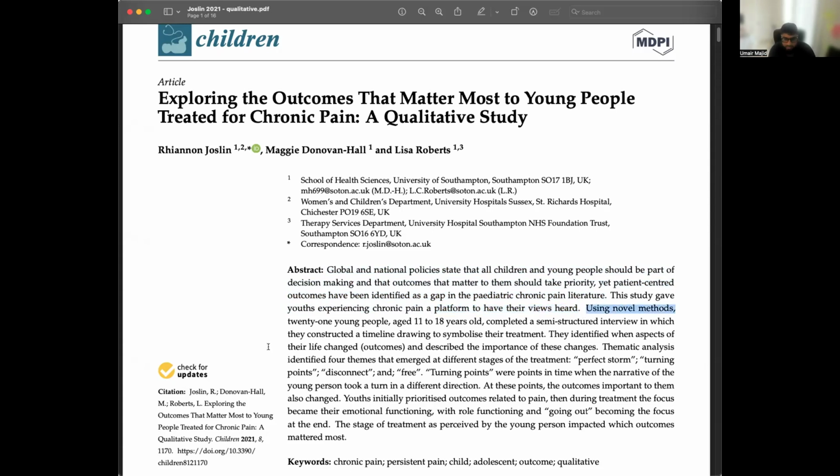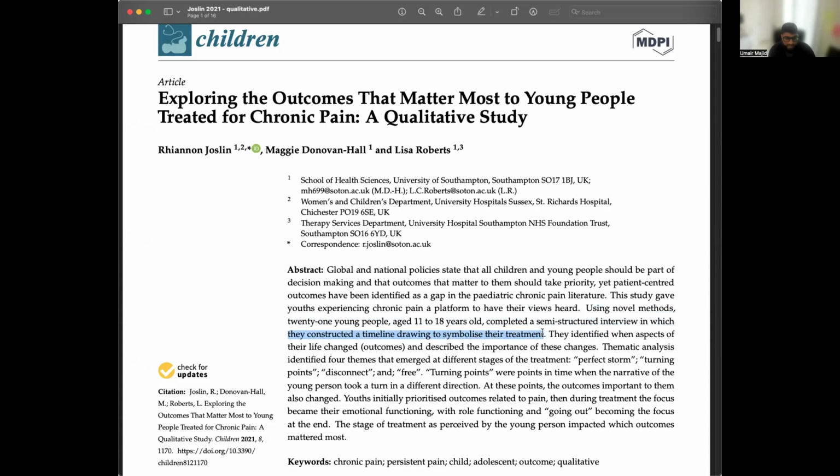Using novel methods, which they don't describe much here, but describe to some degree, 21 young people, so the population. How would they define young people? 11 to 18 years old. What did they do? They completed a semi-structured interview. We talked about interview guides, in which they constructed a timeline drawn to symbolize their treatment.